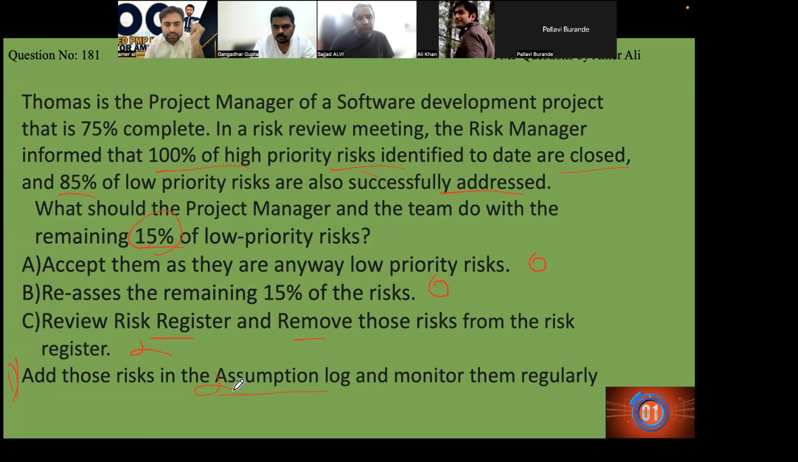So C and D are eliminated. Let's go to A and B. Accept them. A and B both are right answers, but this is an even better answer. Before accepting them, let's reassess the remaining 15% of them and then decide what we should do with them. B is the right answer, ladies and gentlemen. B is the right answer. Next question.